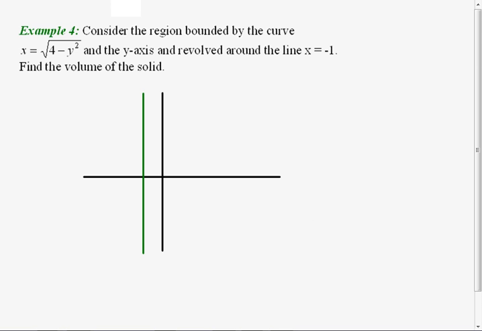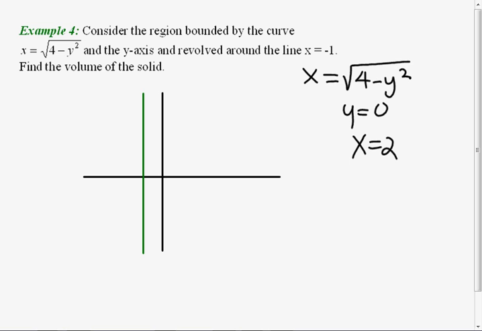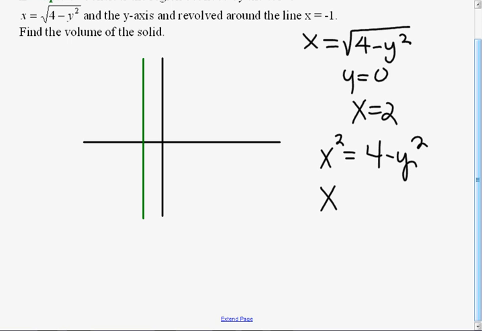The problem that I saw that some of you had was, how do you graph this problem here? You could say y is equal to 0, and when y is equal to 0, what's x going to be? 2. Does anybody recognize what this shape is? It's a circle, because if you square both sides, you get x squared equals 4 minus y squared. If you add y squared to both sides, and the radius ends up being 2. Okay, so I'm going to draw that.